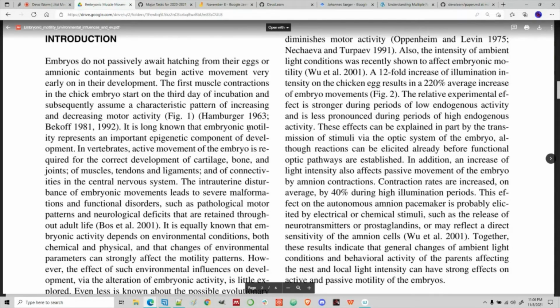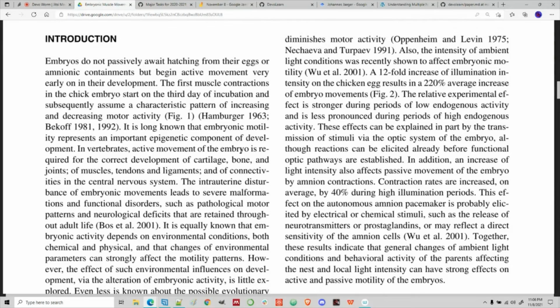It is long known that embryonic motility represents an important epigenetic component of development. And so in this case, when they say epigenetic, they don't mean like at the molecular level. They mean something beyond genetics. So this is a component of development where the muscle has to be active to keep developing. So the electrical activity is actually bootstrapping the development of the tissue and making it stronger.